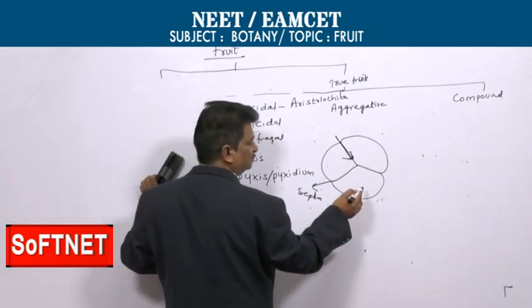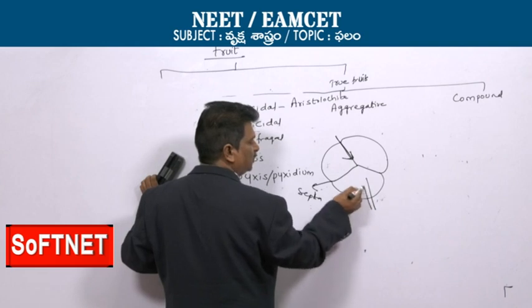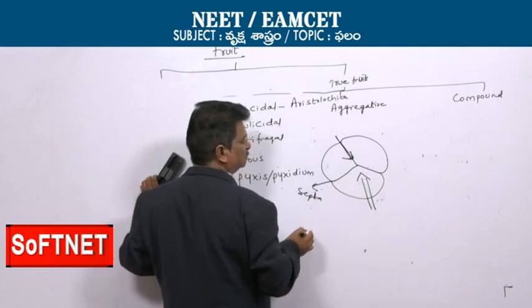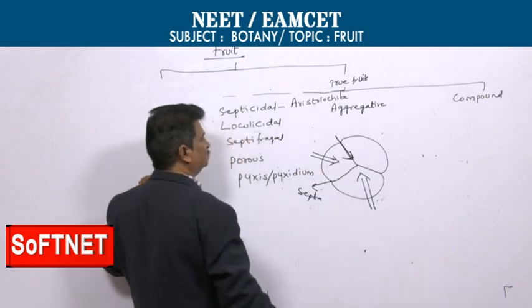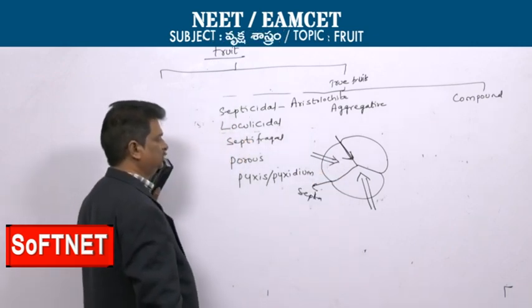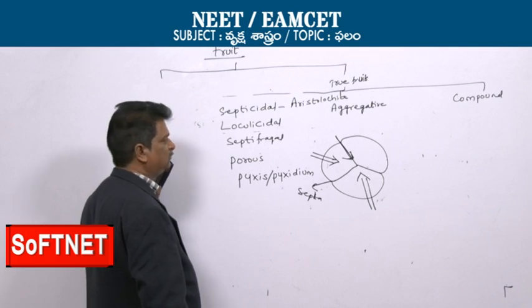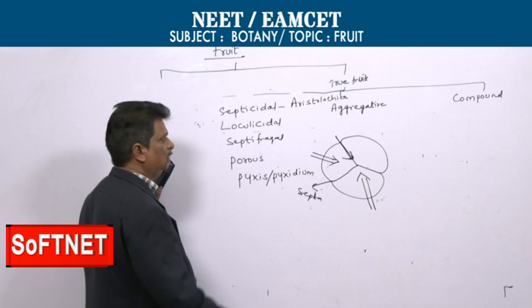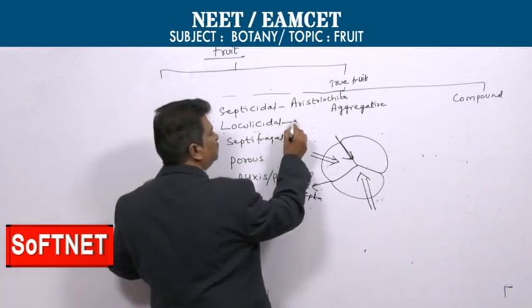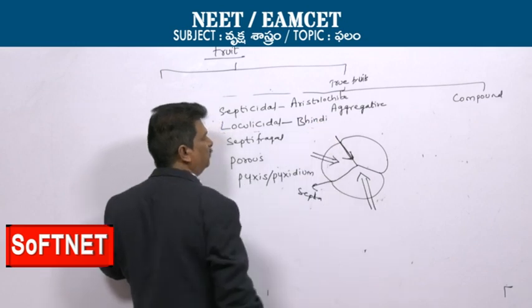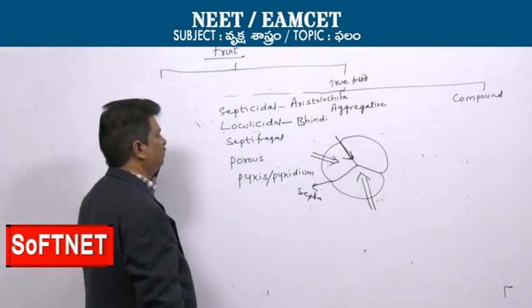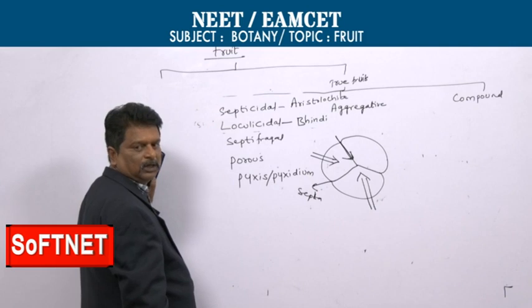Then second one, the loculicidal type of capsule. Loculicidal: here the fruit wall breaks in the middle part of the locule, called a loculicidal capsule. Example, bhendi, scientific name Abelmoschus.